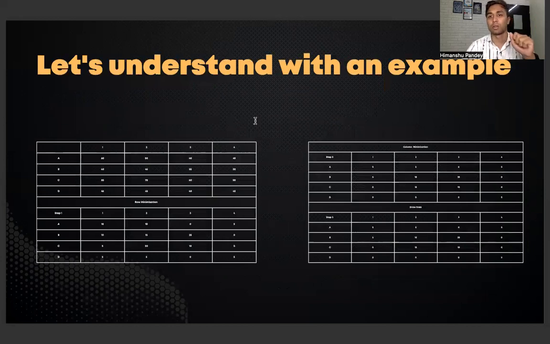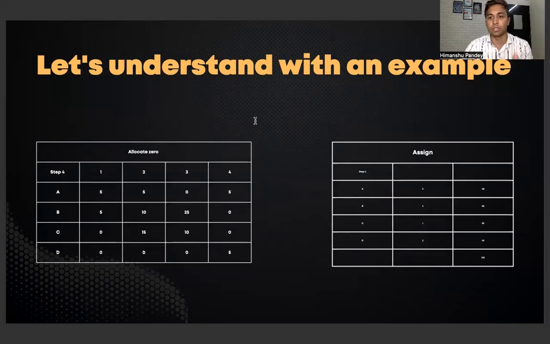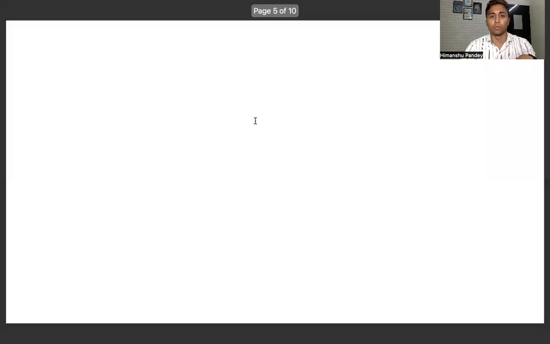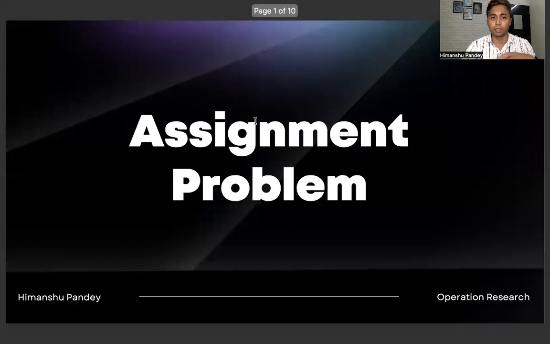So let's try to understand in detail. Here I have created two sheets. The first one is the row minimization. The second one is the column minimization. There is a draw line also. Then in the next slide we have located the 0s. Then on the right-hand side I have assigned the problem. So this is the complete assignment problem, and in this way we can assign this problem.